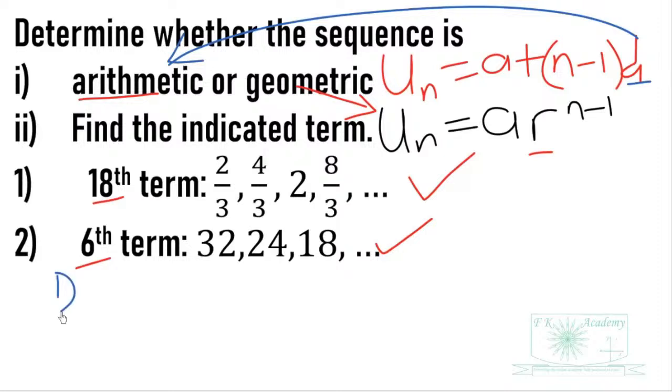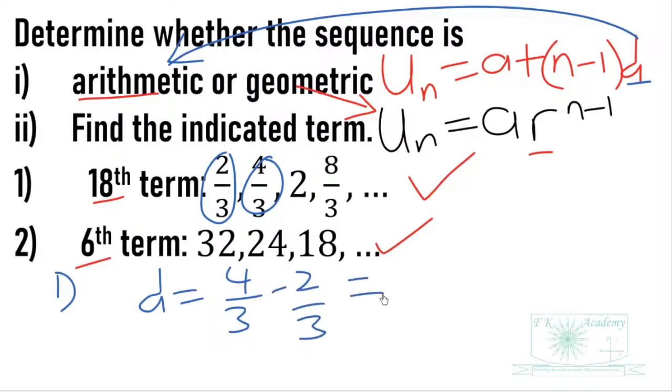We can see that when you subtract this term from this term, what do you get? So we have d equal to 4 over 3 minus 2 over 3. That will give us 4 minus 2. Since the denominators are the same, we have fractions with the same denominator, so we pick one. Don't add them, please. So we now subtract the numerators, and that will give us 2.